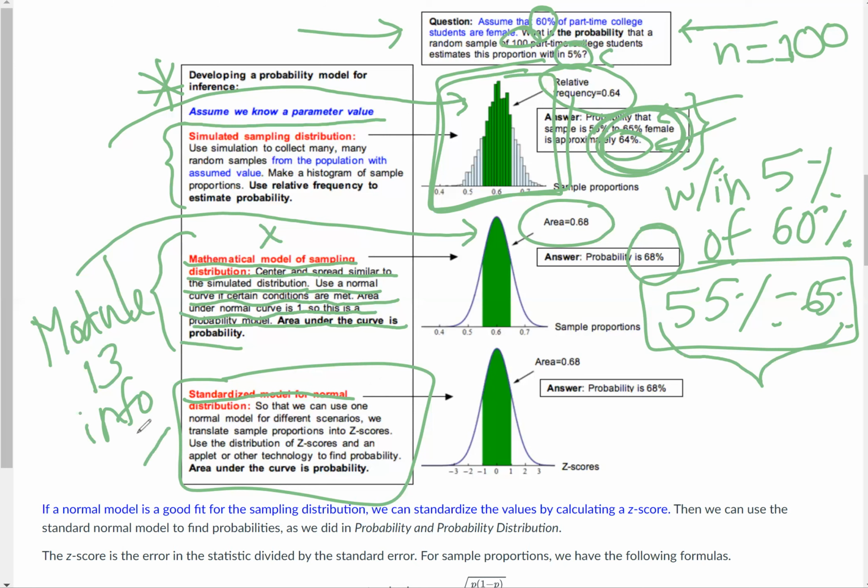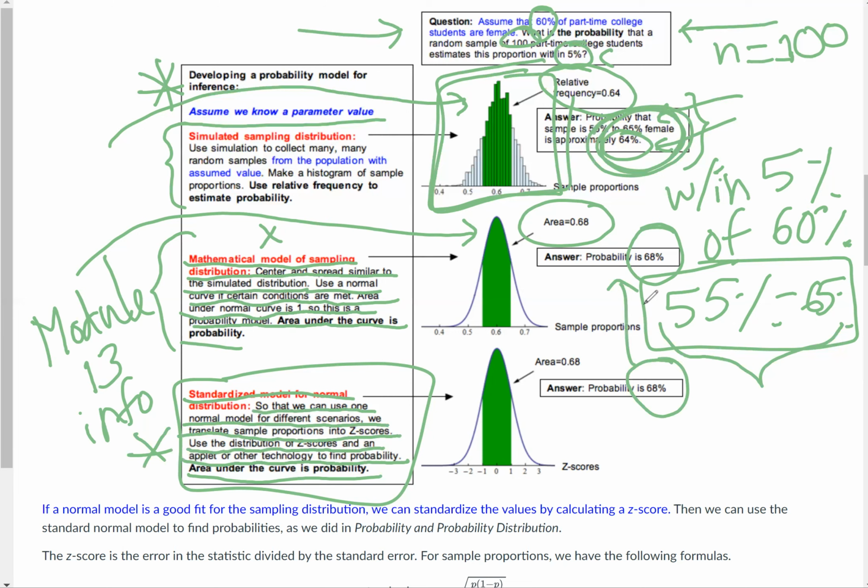Standardized model for normal distribution, so that we can use one normal model for different scenarios. We translated sample proportions into z-scores, just like in module 13 we saw. Use the distribution of z-scores and an applet or other technology to find probability. The area under the curve is the probability. So that's what they did.